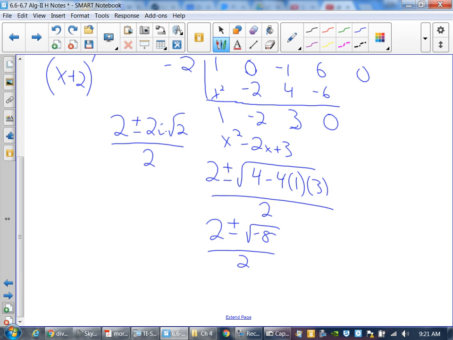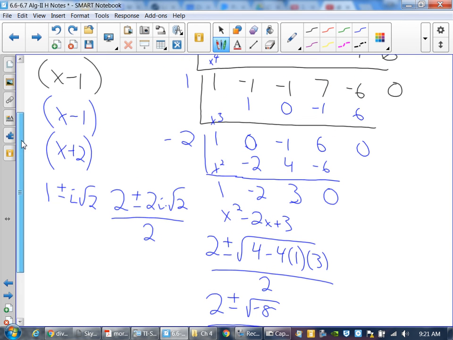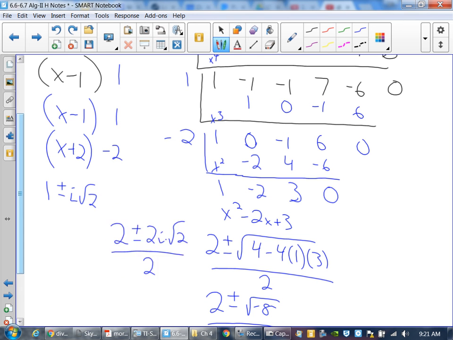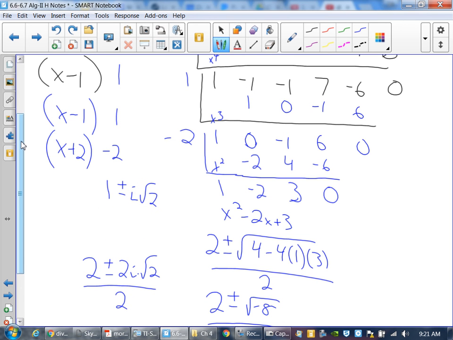In this case, what simplifies? The 2's. So then you get 1 plus or minus i root 2 are my other zeros here. So you have zeros at 1, 1, negative 2, and those. So there are 5 possible zeros, 3 real, 2 imaginary. That's how this works. Okay?